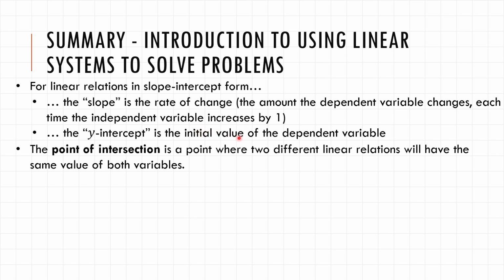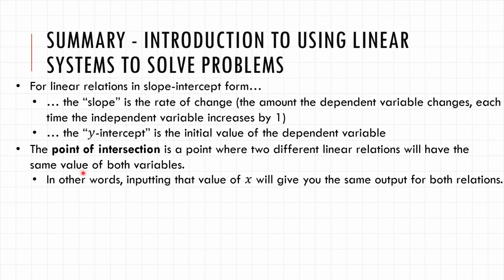The point of intersection is actually a point between two different linear relations where x and y, or whatever the two variables are, are the same. In other words, if you put in that value of x into either of these two linear relations, both of them will give you the same value for y.